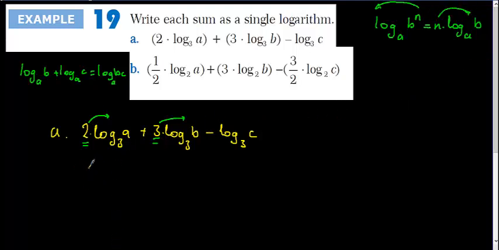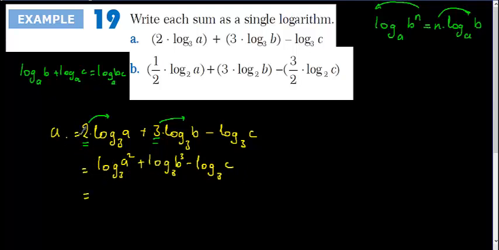Okay, let's continue with this one. Then it's going to be equal to logarithm base 3 of a squared plus logarithm base 3 of b cubed minus logarithm base 3 of c. Now all the expressions have base 3 and they don't have any coefficient in front of them. We can write these expressions as one logarithm.